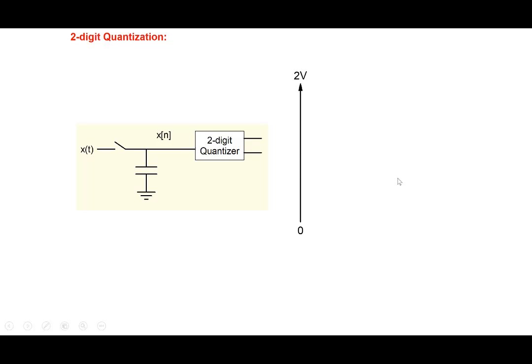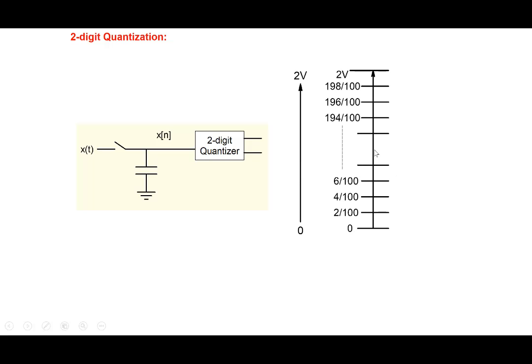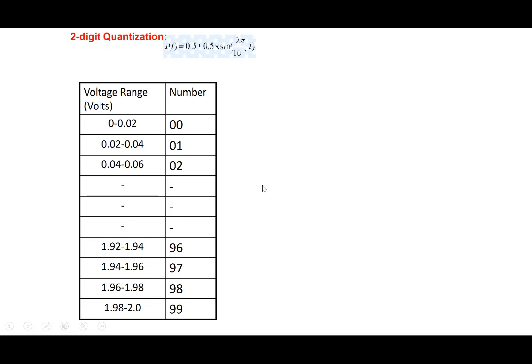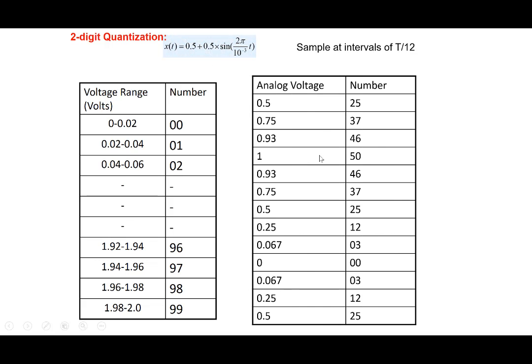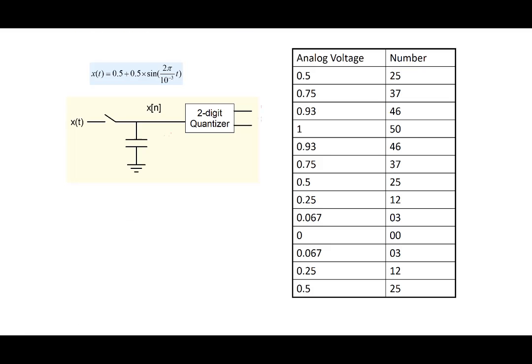Well, as we said, you can do a 2-digit quantization. You divide it up into 100 intervals like this here, and then assign 2 digits, 00 up to 99 here. And 2-digit quantization is also similar, right? So 0.5, you can go back to this table here. 0.5, you assign it a number 25 here. 1, you assign 50 here. 0.75, you assign 37, and like that. A pair of digits is assigned to each analog voltage here. 0.93 is assigned 46 here.